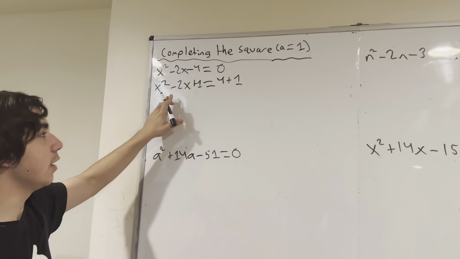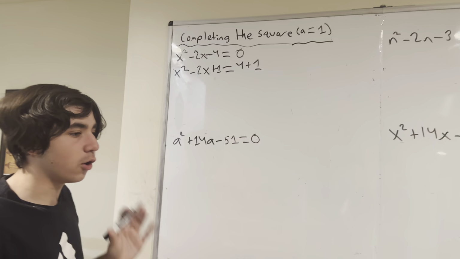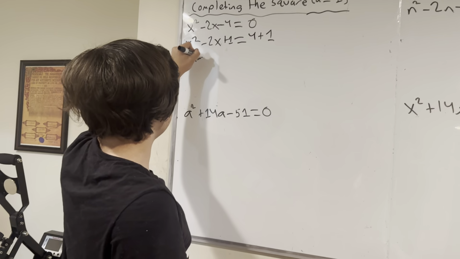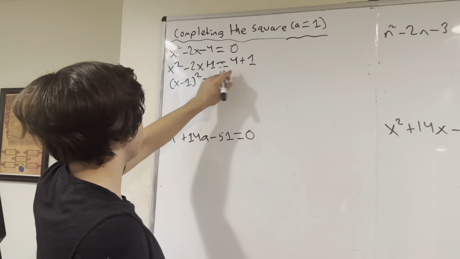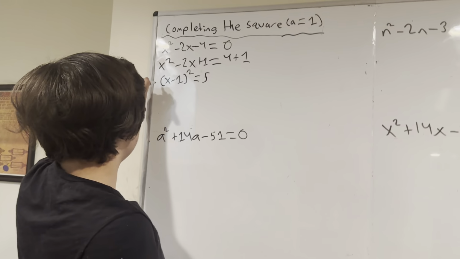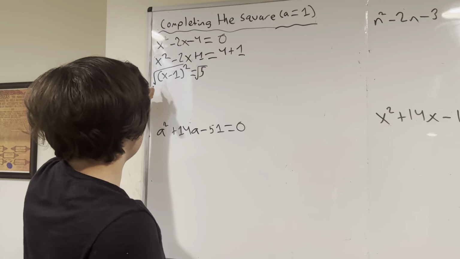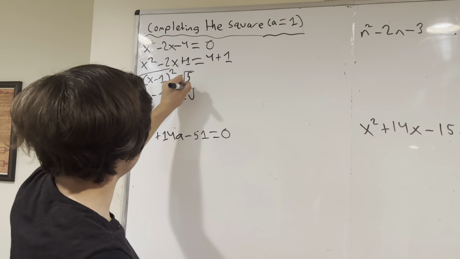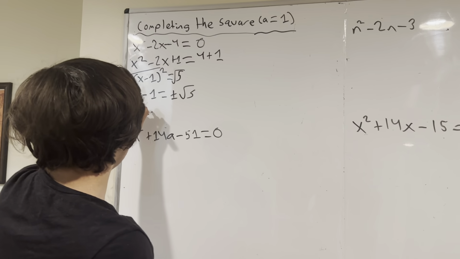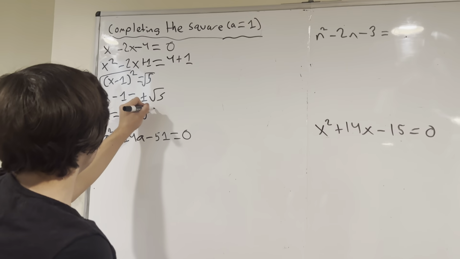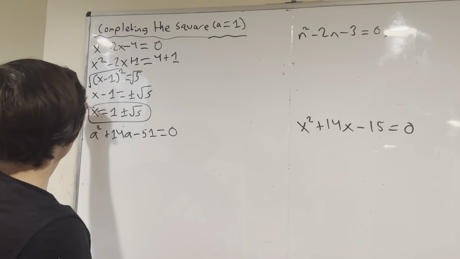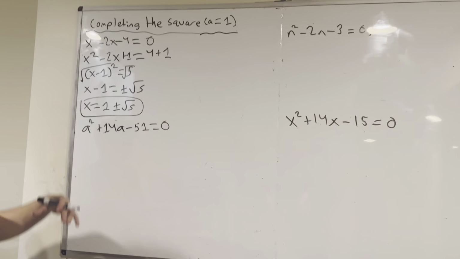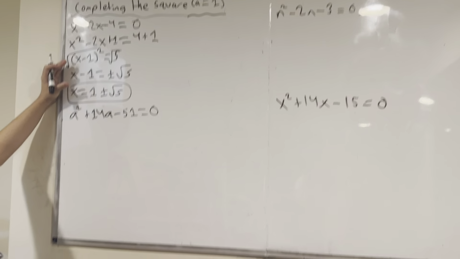This can be factored. It is what we call a perfect square trinomial. We just created a perfect square trinomial. It can be factored as x minus 1 squared, and it's going to equal 4 plus 1, which is 5. We take the square root of both sides, and I get x minus 1 is equal to plus or minus the square root of 5. So my solutions are x is 1 plus or minus the square root of 5. And all the other solutions in this video are going to be integer solutions. So we made the first problem the hardest on purpose.